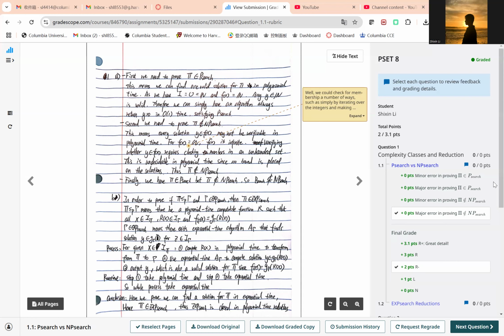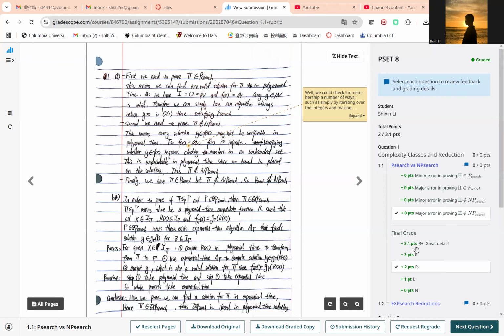And as we know, arbitrarily large natural numbers require arbitrarily many bits to represent. So the output is not bounded. Because of this, we cannot make sure that the output can be verified in polynomial time. So this is the key. This is the problem, and that's the reason that pi does not belong to NP search.